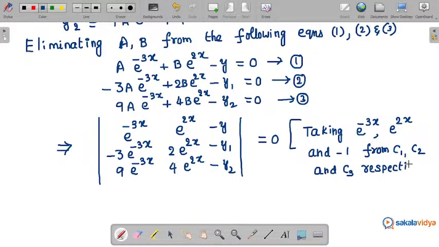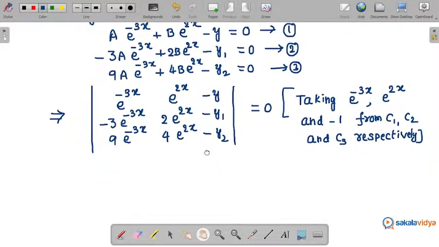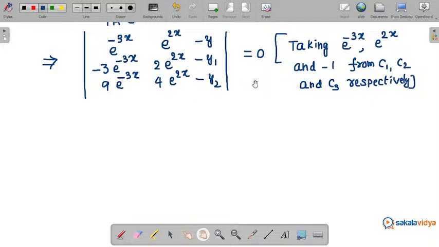You can ask one doubt: how could you do that, sir? This means actually the properties of the determinants. If you want, go through the properties of the determinant, which is available in our channel itself. So you can watch it, right? So now here, by taking e power minus 3x, e power 2x and minus 1 common, what do we get?